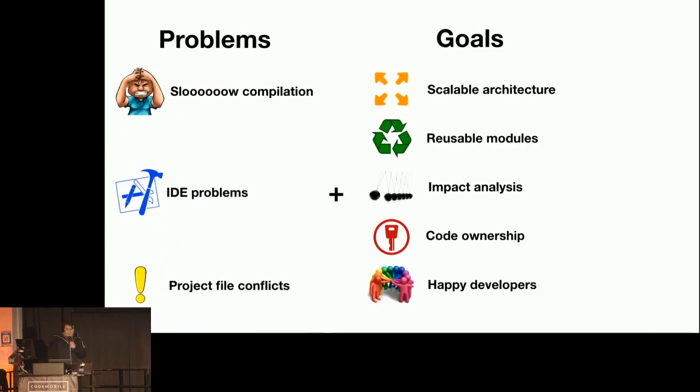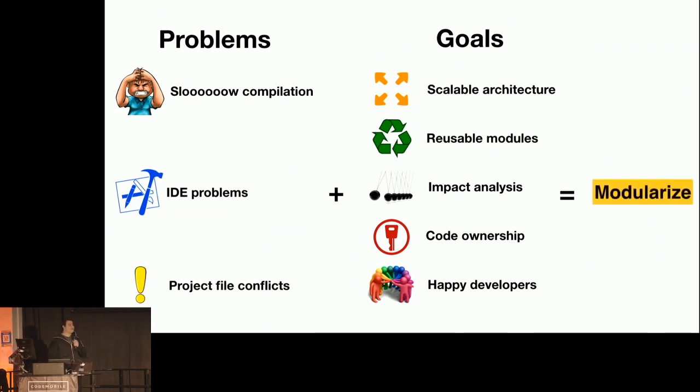We also have some strategy for our project. We want our project to be scalable. We want to reuse functionality between applications. Also, we want impact analysis and code ownership. And the main goal is to make our developers happy while they work on our project.